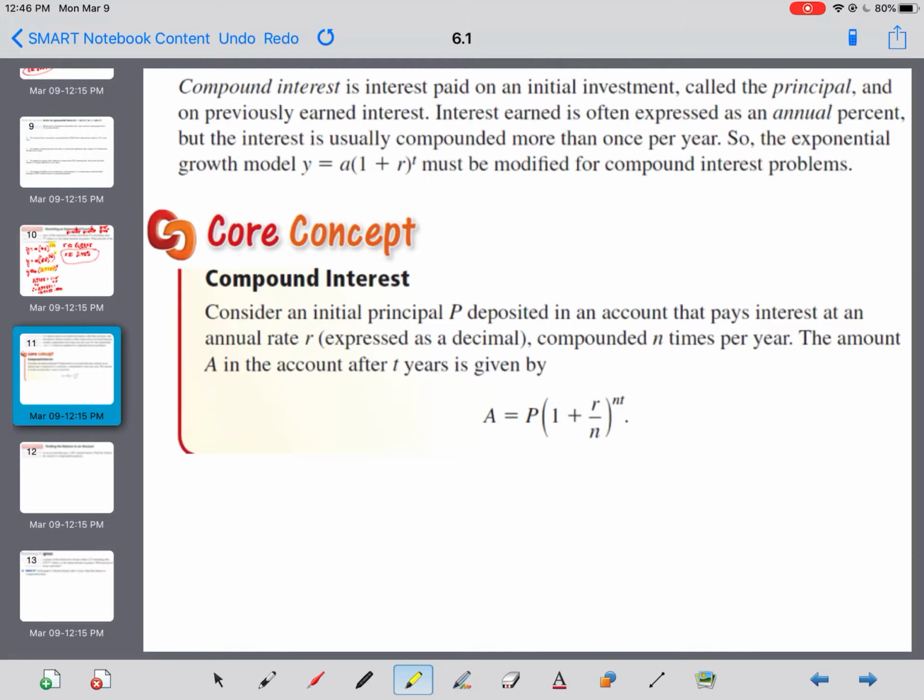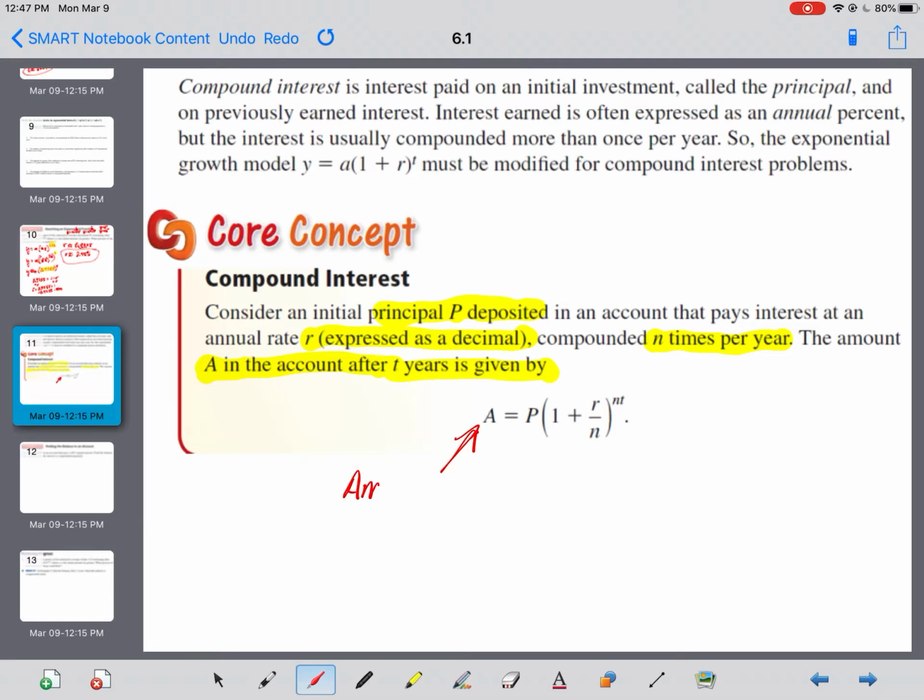Okay? It's often expressed as an annual percent, but the interest is usually compounded more than once per year. So the exponential growth model, y equals a times (1 plus r) to the t, must be modified for compound interest problems. So consider the principal. This is important. Principal is the start. Okay? It's an interest rate, annual interest rate r expressed as a decimal, n times per year. Big A is the amount in the account after t years is given.